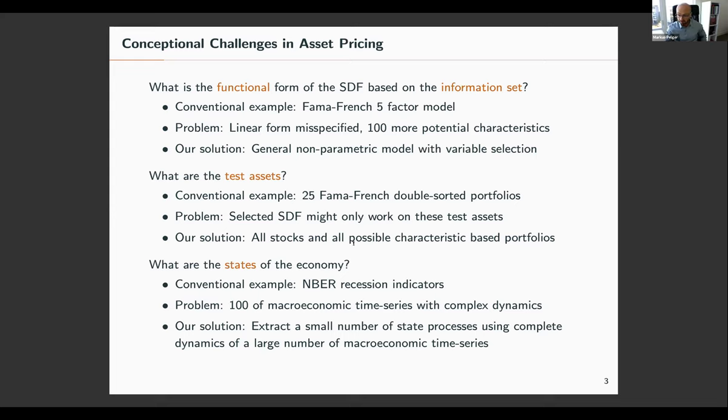So what we argue in this paper is that if you want to calibrate an asset pricing model, you should use all stocks and any possible characteristics or portfolios that you can get with these stocks. And we do this in a data-driven way.